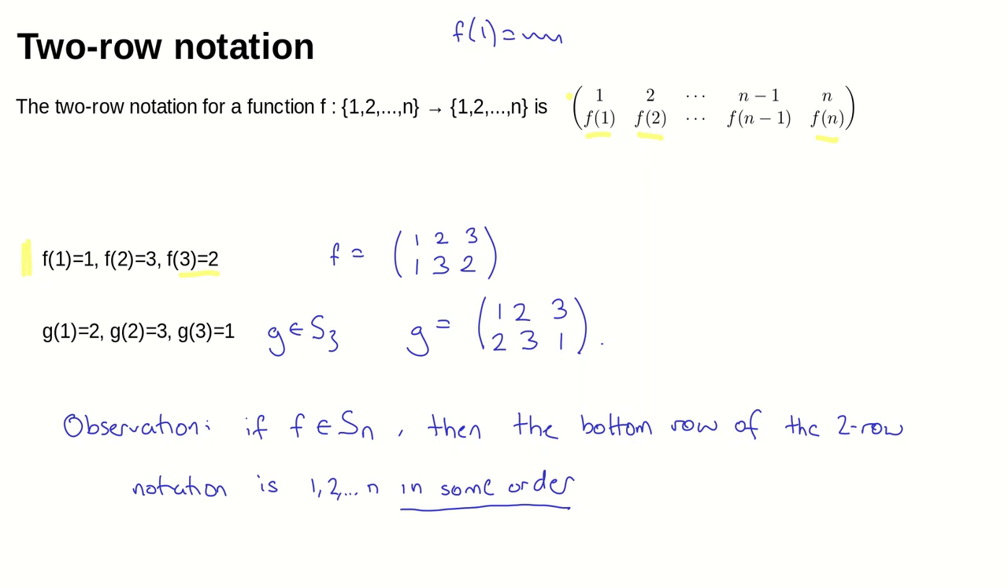And you can see in our example here, the function f was a permutation of the set 1, 2, 3, and on the bottom row you've got the numbers 1, 2 and 3 in a different order. Similarly here we have g, which is a permutation of the set 1, 2, 3, and again on the bottom row of its two-row notation you've got the numbers 1, 2 and 3 in some order. So that's an important thing to remember when you're thinking about two-row notation for permutations.